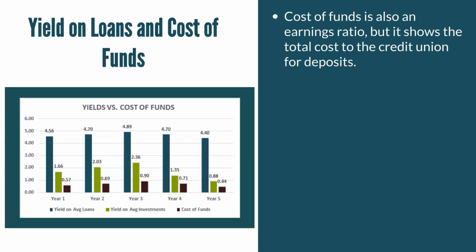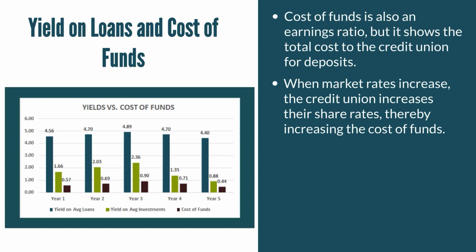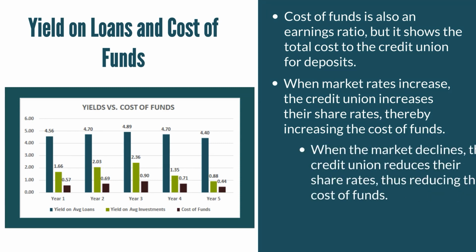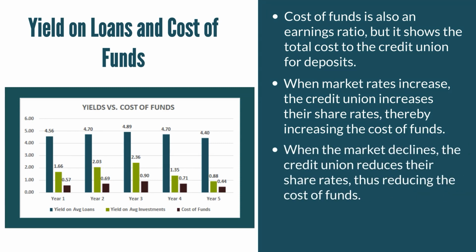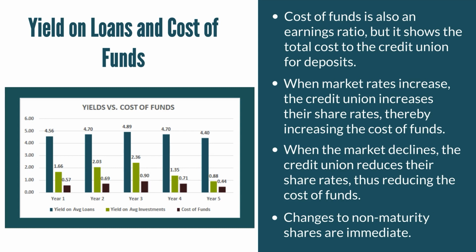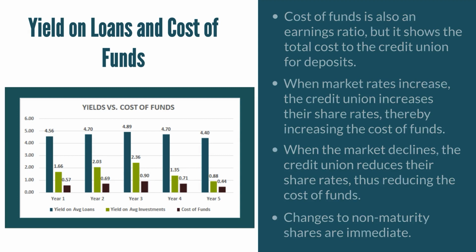Cost of funds is also an earnings ratio, but it shows the total cost to the credit union for deposits. Like loan yields, when market rates increase, the credit union increases their share rates, thereby increasing the cost of funds. When the market declines, the credit union reduces their share rates, thus reducing the cost of funds. This is a trend you can see on the graph. Unlike loan rates, changes to non-maturity shares are immediate. As soon as the credit union raises rates, it affects the entire balance.